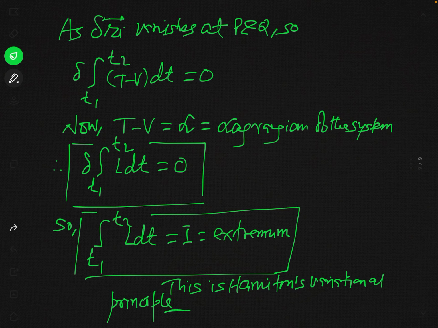So you have seen what is Hamilton's variational principle, what are the conditions to derive it, and after following those conditions and the D'Alembert principle, you have easily proved the Hamilton's variational principle. I hope you have understood all of the steps here clearly.